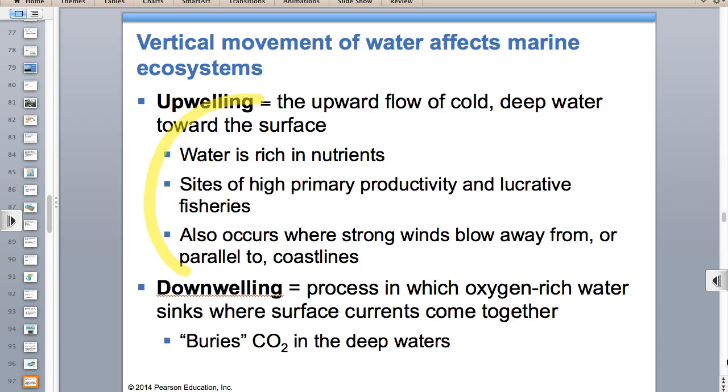Downwelling also happens. And downwelling is really important because the deep water in the ocean doesn't have any oxygen. The deep water in the ocean is rich in nutrients, but it has no oxygen, or little oxygen, I should say. And so downwelling will actually take oxygen-rich water and put it at the bottom of the ocean. So downwelling is also important. It doesn't help the fishing at the surface like upwelling does, but it is important.